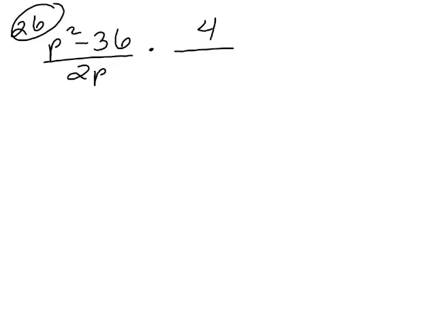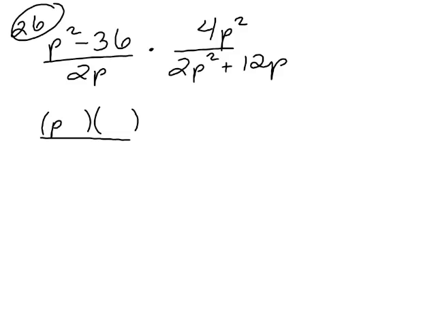So 26, p squared minus 36 over 2p, and that is all times 4p squared over 2p squared plus 12p. Okay, simplify each line. What do we have on top? We've got some perfect squares, right? P plus 6 and a p minus 6 and 2p on the bottom.